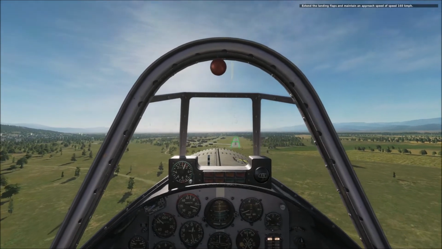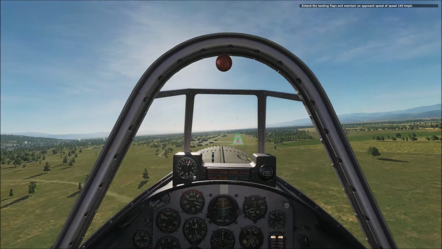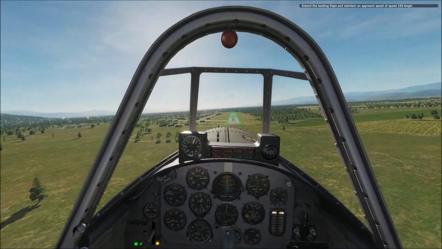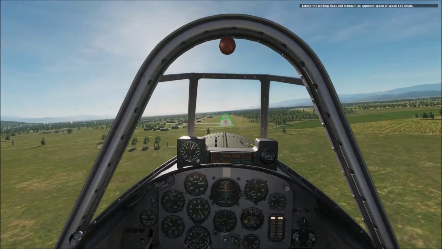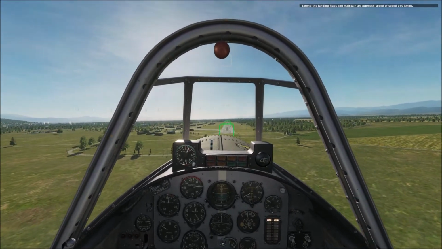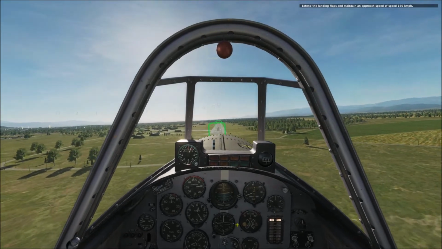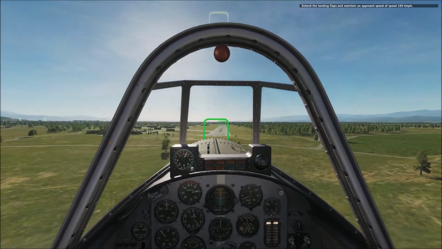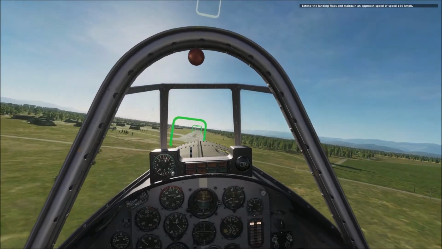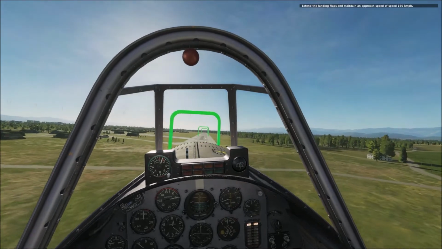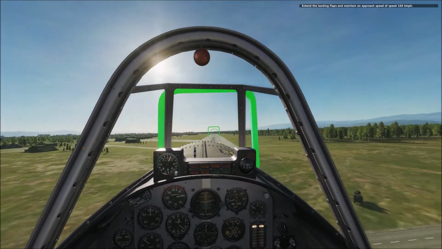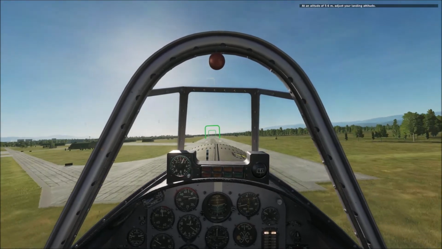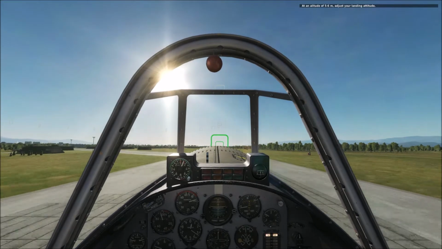Extend the landing flaps and maintain an approach speed of 160 km per hour. At an altitude of 5 to 6 meters, adjust your landing attitude.